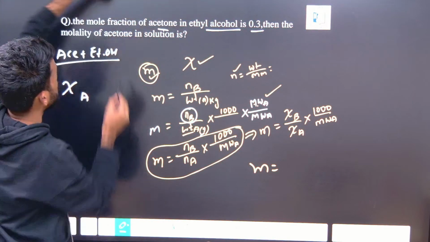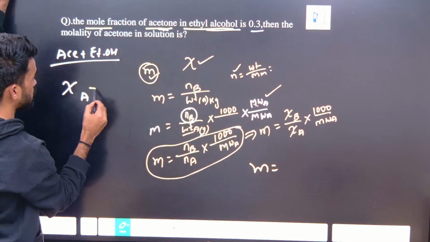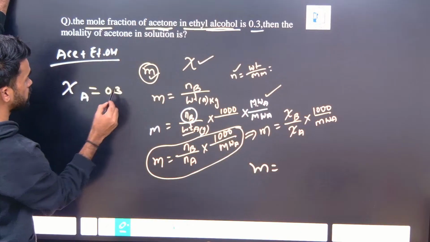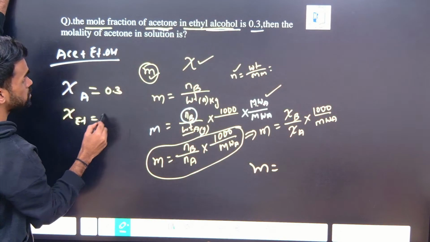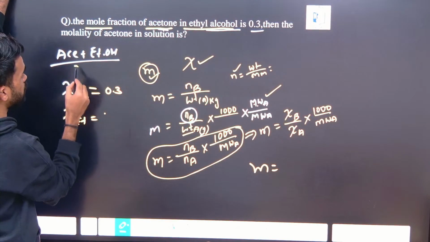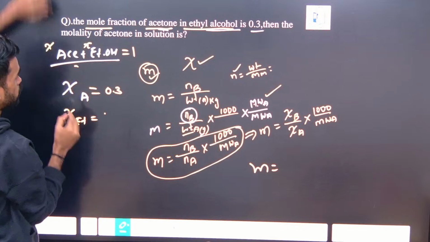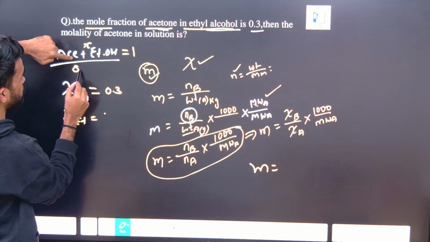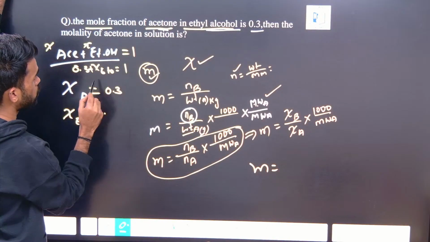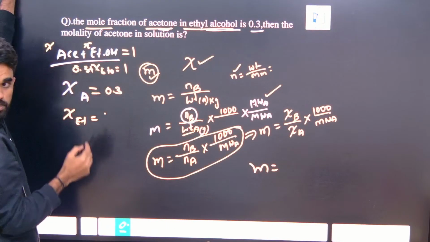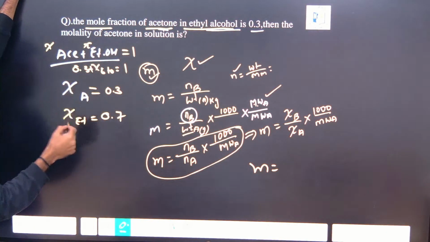The mole fraction of acetone in ethyl alcohol is how much? 0.3. Then the mole fraction of ethyl alcohol will be how much? I told you the sum of mole fractions will be equal to 1. So if the mole fraction of acetone is 0.3, then the mole fraction of ethyl alcohol will be 1 minus 0.3, that is nothing but 0.7. So we got these two things.